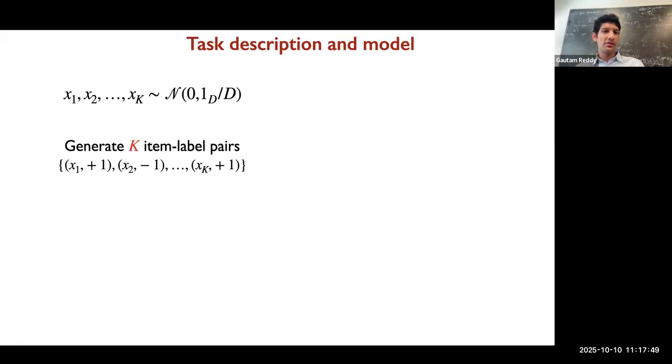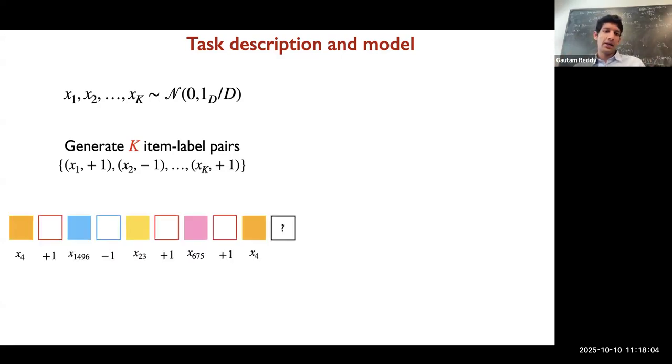And you give each of these k items labels. Again, these are binary labels, so these are plus or minus one labels. And you freeze your data set, right? So now you generate a data set of k item-label pairs, and now you freeze it. Okay, so what do you feed to the transformer? You give sequences of the sort, and I'll explain in more detail what the sequence represents. So you give it a sequence of item-label pairs.